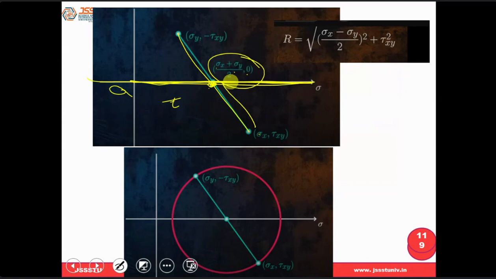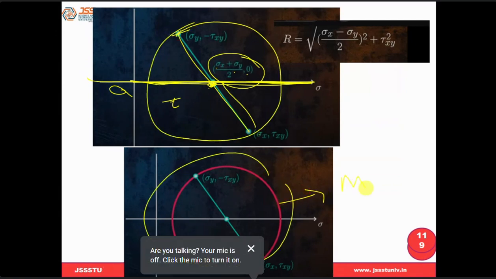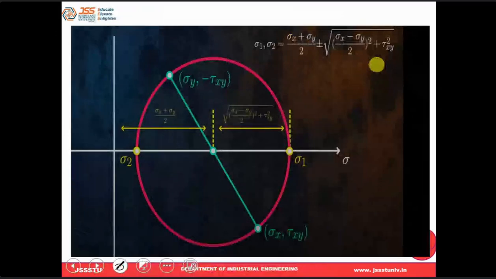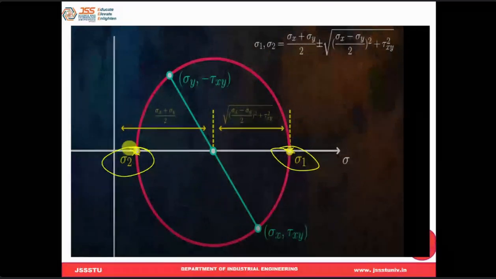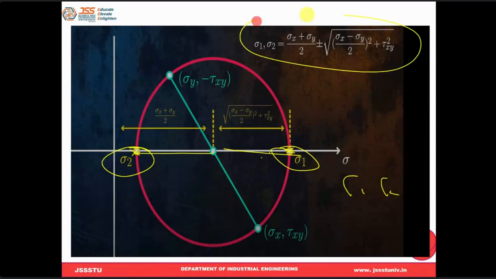So now I'll take a compass and with respect to a radius of this much, I'll draw one circle. So this circle is called which circle? Mohr circle. So even you can calculate the radius of the Mohr circle using this equation. Where this circle touches at the extreme ends on the sigma x axis, that is called sigma 1 and this is called sigma 2. So now you can just take a scale and measure this, and you'll get the values of sigma 1 and sigma 2 very easily. So this is equal to this equation. How? We can see here.